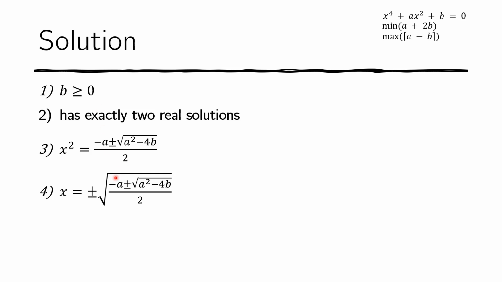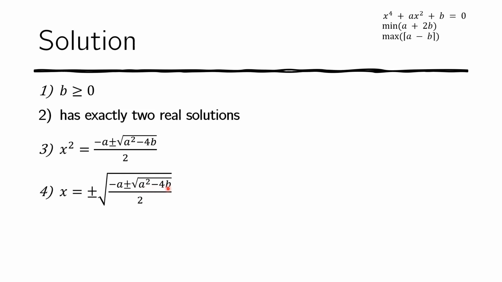Now we said that this expression tells us there are 4 solutions, right? Plus or minus here, and then the positive and negative of the square root of each of those. And that leads us to thinking about condition 2, because it says two real solutions. And so we want to make this into just two solutions. And how do we do that?